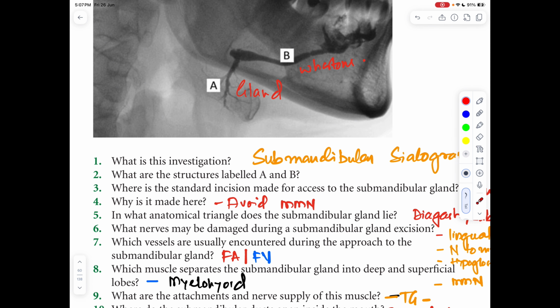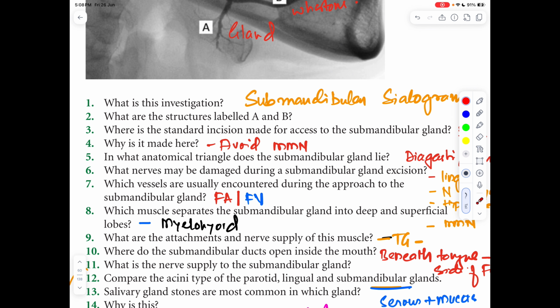In what anatomical triangle does the submandibular gland lie? This is the submandibular triangle, also called the digastric triangle. What nerves may be damaged during submandibular gland excision? There are many nerves: the lingual nerve, the nerve to mylohyoid, the hypoglossal nerve, or the marginal mandibular nerve. Which vessels are usually encountered during the approach to the submandibular gland? The facial artery and the vein. So the artery is like this, and then the vein is there. These are the two things.